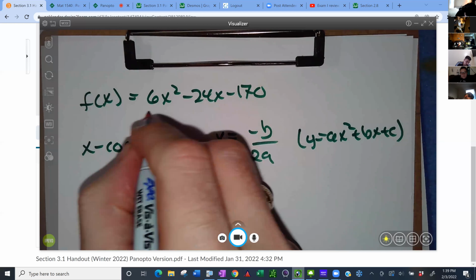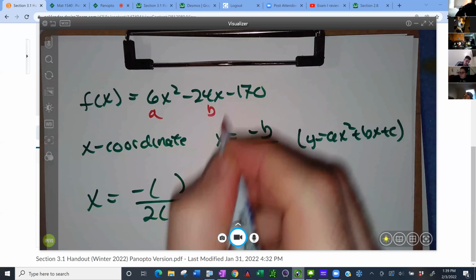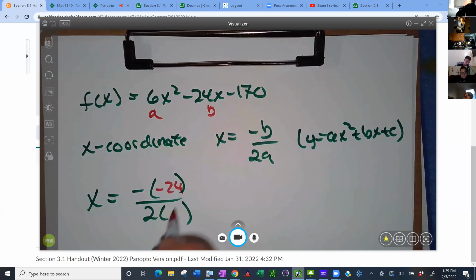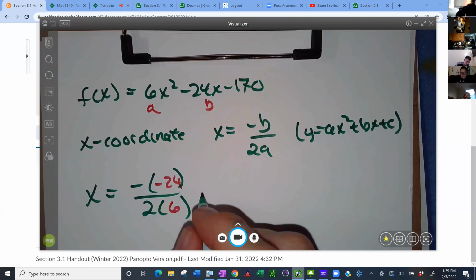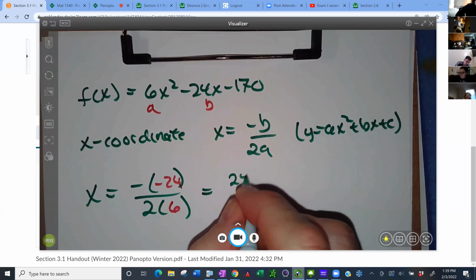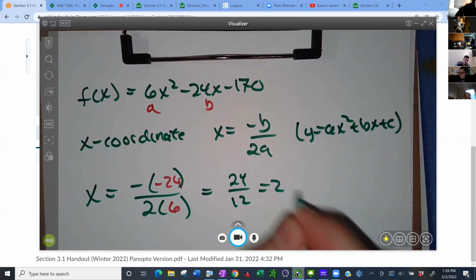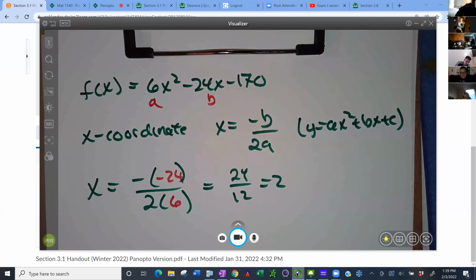Here's your A, here's your B. Negative of negative 24 over 2 times 6. 24 over 12 gives me 2. Yay. So that's the x coordinate of my vertex.